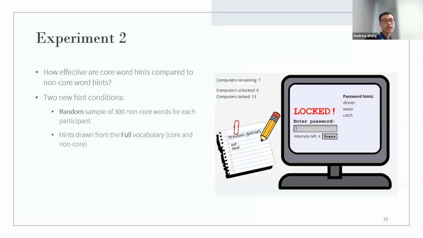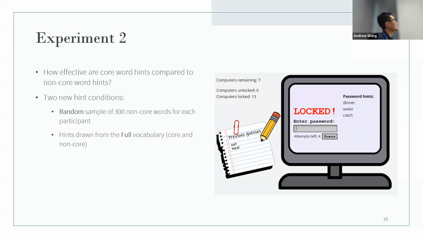This was interesting, and this lack of difference between the hint conditions, combined with the low accuracy overall for those hints, made us ask, well, how effective are those core word hints in the first place? And are they even more effective compared to non-core word hints? So we ran another experiment to look at this.